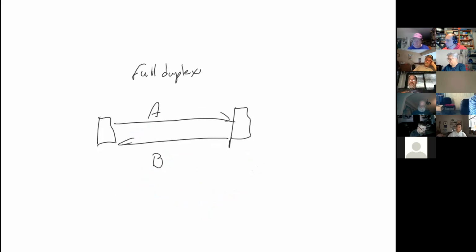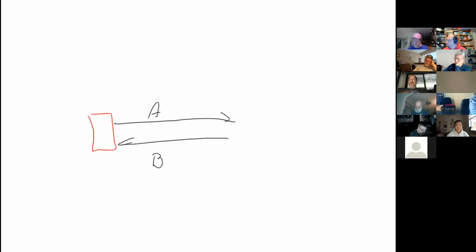Now, there's another one that's called half duplex, which is typically what we do on the radio. It's commonly known as duplex, but it's not true duplex. The way that it works is that you use two different frequencies. When you are transmitting, let's say on frequency A, your receiver is turned off and you can't hear frequency B.